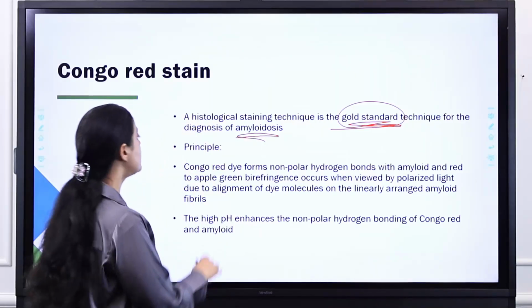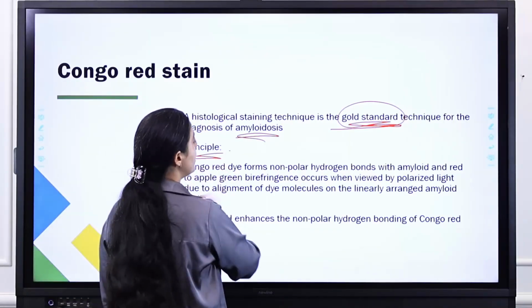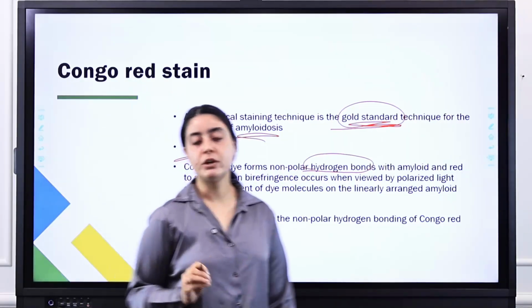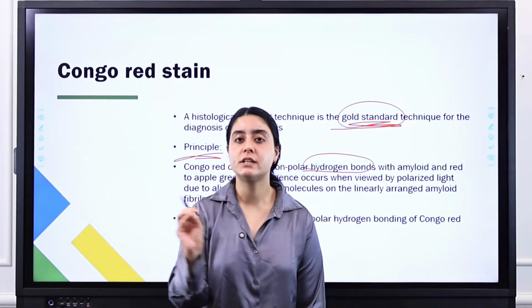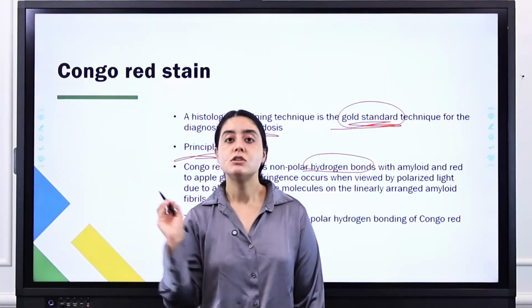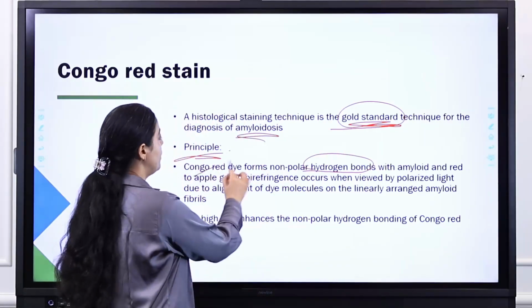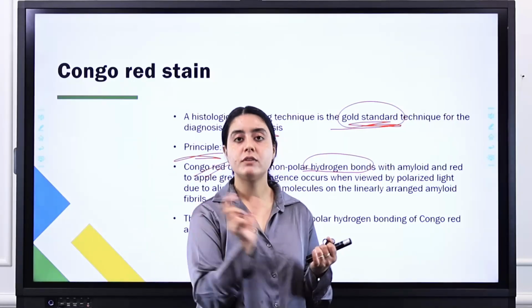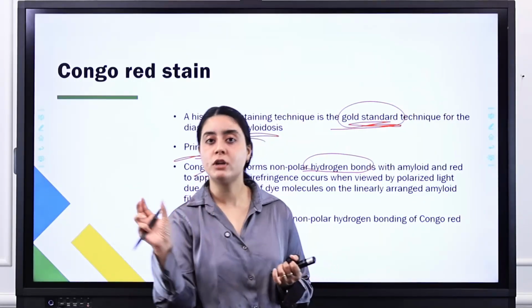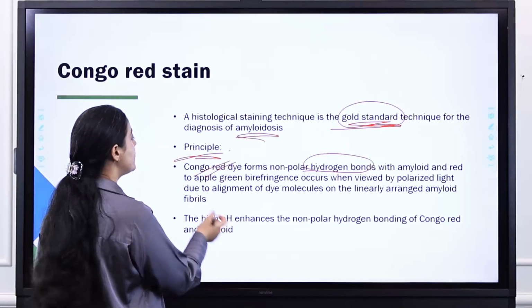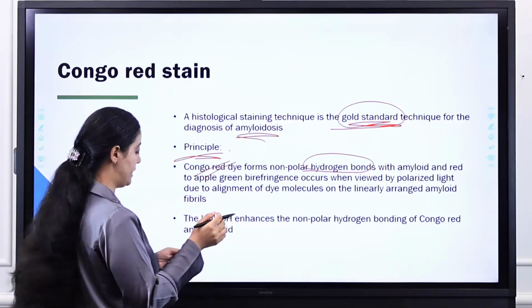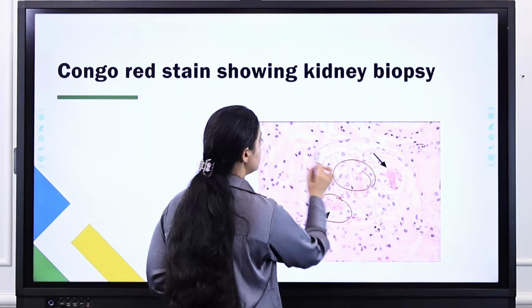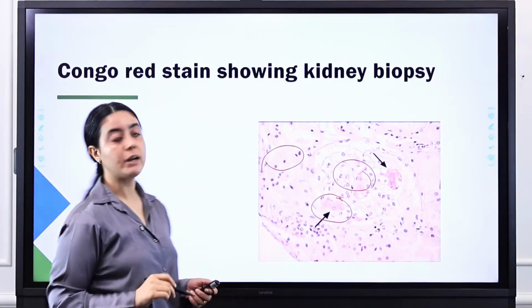What is the principle? It forms non-polar hydrogen bonds with amyloid. As I've told you, sometimes amyloid gets deposited in our tissues or organs. So this Congo red dye forms hydrogen bonds with that amyloid, with the help of non-polar hydrogen bonds. And it gives a red color, as I've shown you first. Red color will be shown under the microscope.